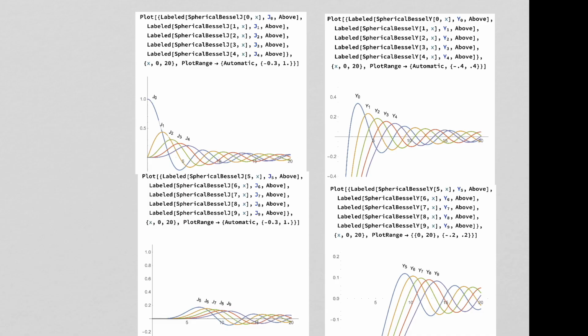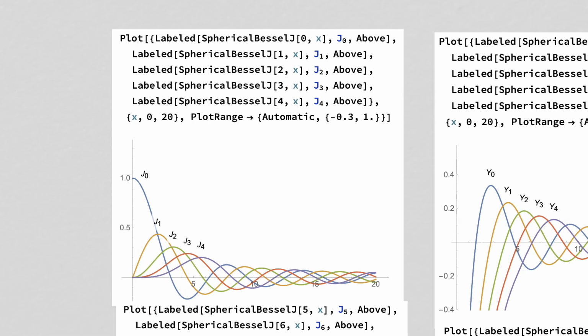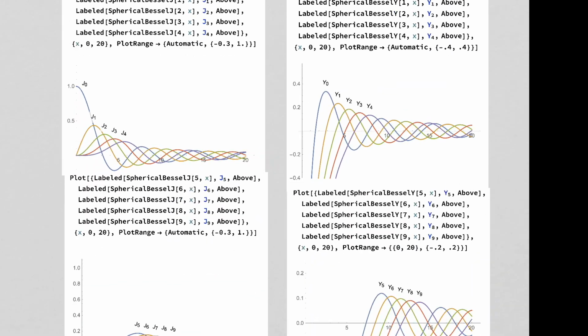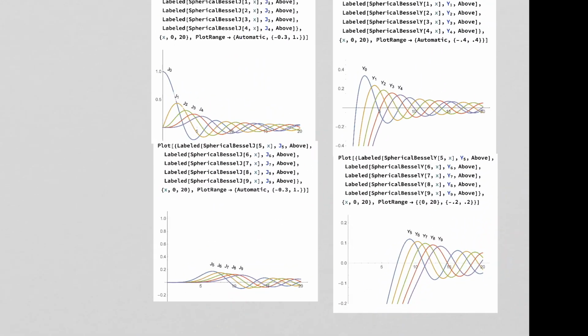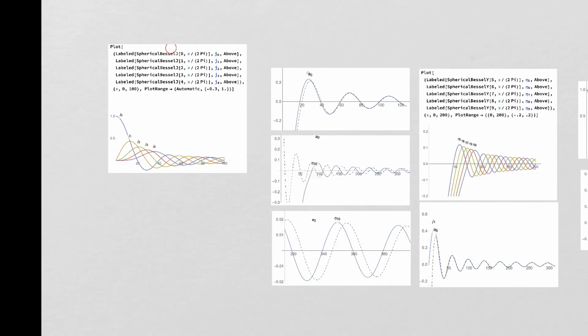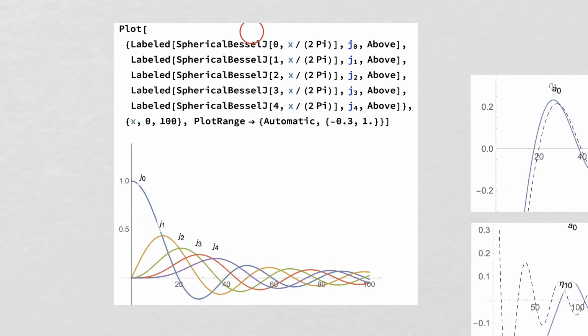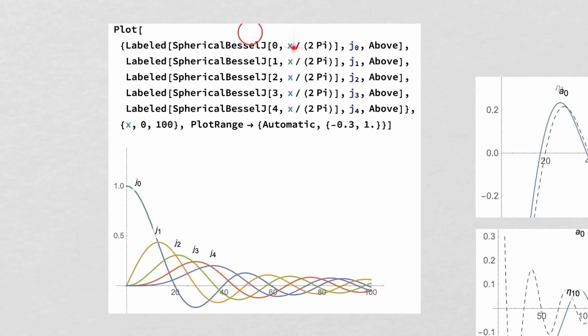So remember, I plotted these Bessel functions using Mathematica, right? So here's the Mathematica code. Now what I've done is I changed it. This is the one I want to show you. What I did is I divided x by 2 pi, right?